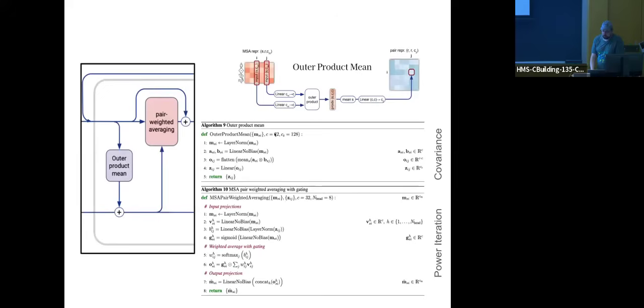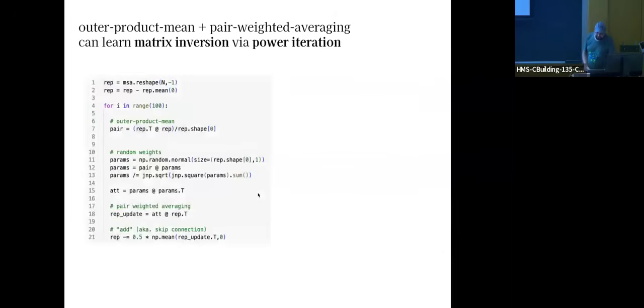And so the reason why I'm telling you all this is because essentially inside AlphaFold3, you have the outer product, which is essentially computing the covariance matrix. And then you have some math going on here, which, going through it, to me it appears that it's possible to actually derive the power iteration within this MSA pair weighted averaging with gating. And don't worry, it's not going to get any more intense than this, but essentially I tried to simulate it.